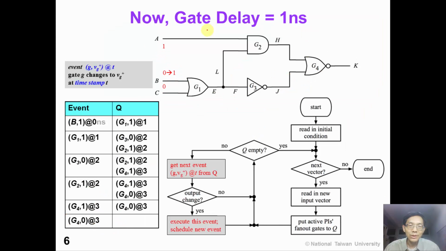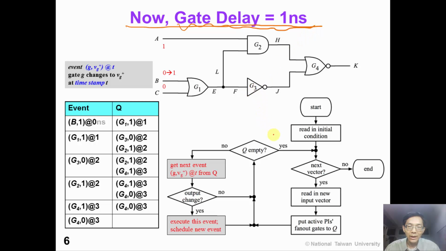The one-pass algorithm seems to be very simple. However, when we consider the gate delay, things can be very complicated. Now let's consider all the gates have 1 nanosecond delay.